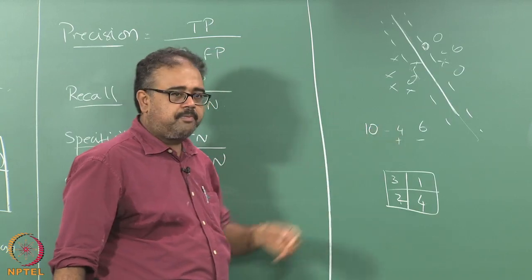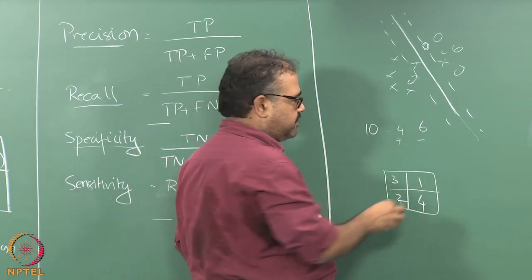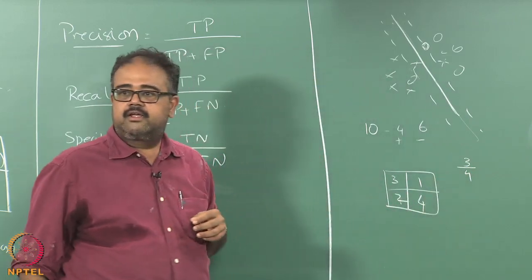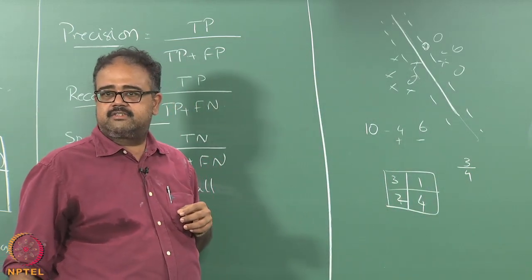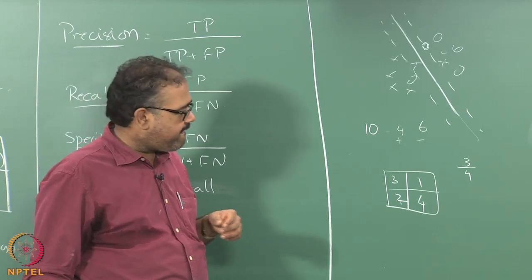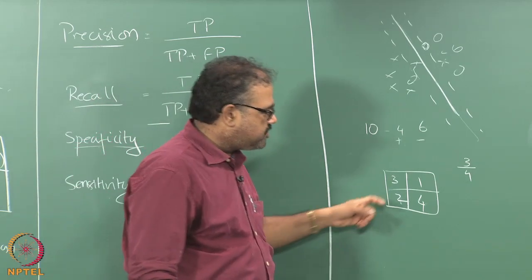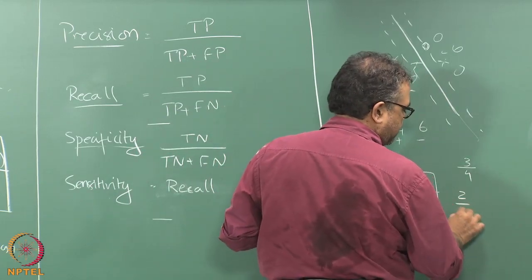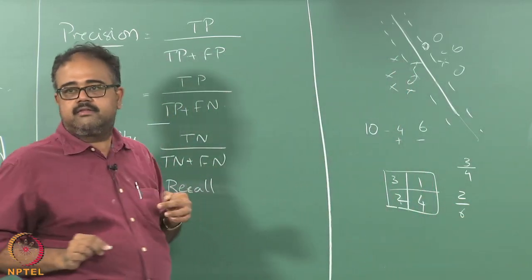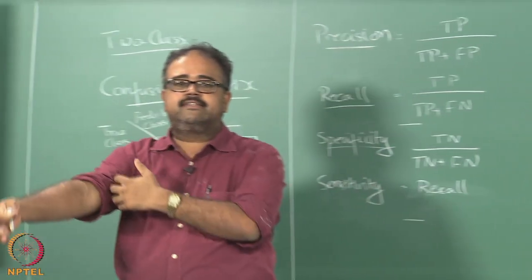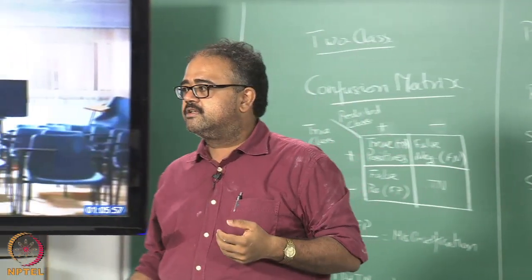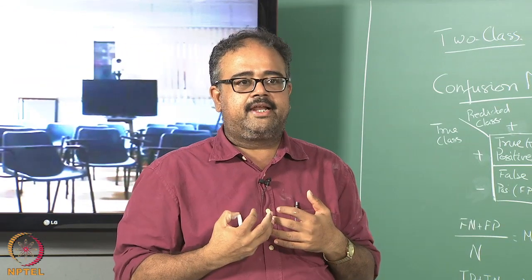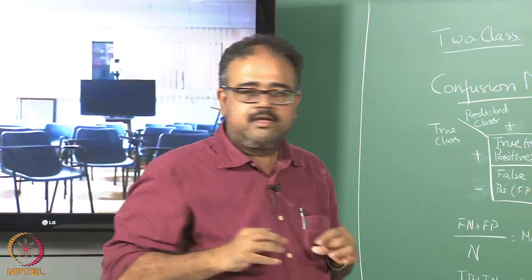So the true positive rate for this is essentially 3 by 4, and the false positive rate for this is 2 by... There are totally 6 things which I can say as false positives, of which only 2 I get as false positive, so I am not too bad. So that is the thing.